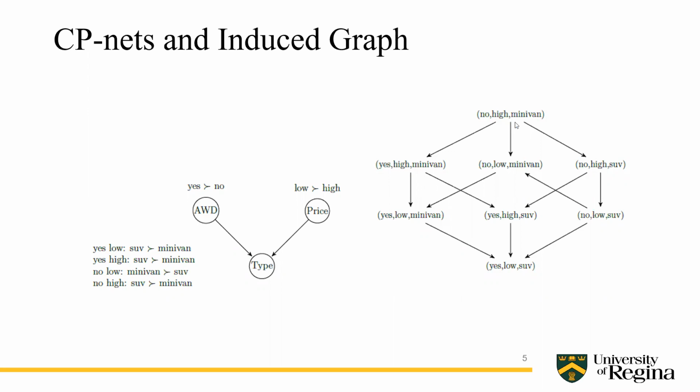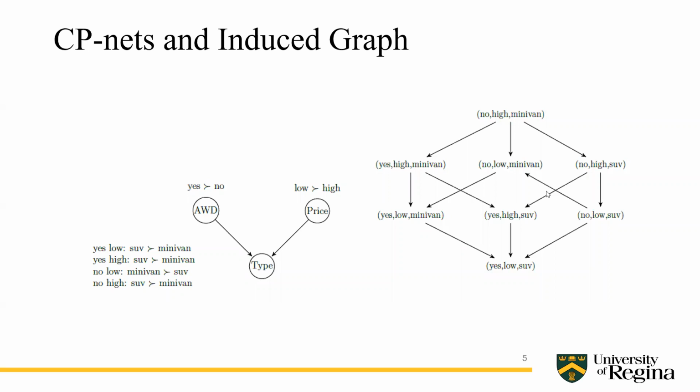Let's say we have two cars, where all-wheel drive is no, the price is high, and that is a minivan. And there is another car where everything is the same, only the change is in the all-wheel drive type, so the answer to whether it is all-wheel drive is yes. At that time, what is the user's preference? Based on that, we can draw this induced graph. In this induced graph, each level is preferred over the next one.